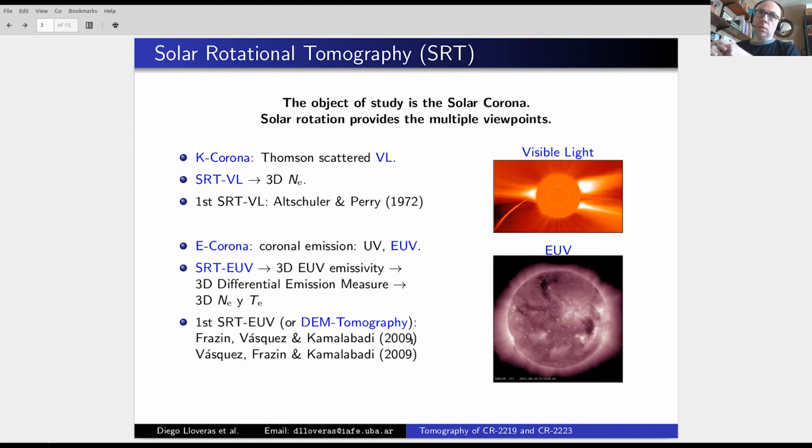So what we do is tomography with different passbands of EUV telescopes. And for each passband, the tomographic product itself is a 3-dimensional reconstruction of the emissivity. So once you have 3-dimensional distributions of emissivity in several bands, you can hope to do some kind of DEM measure at each tomographic cell in the computational grid. So this is a technique called DEM tomography.